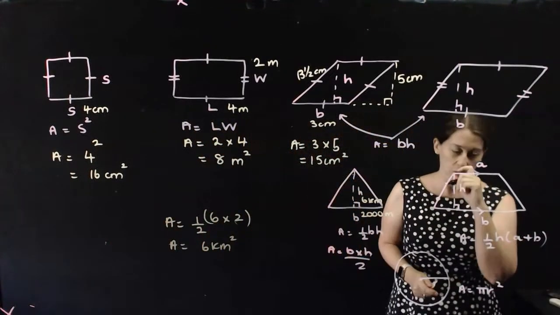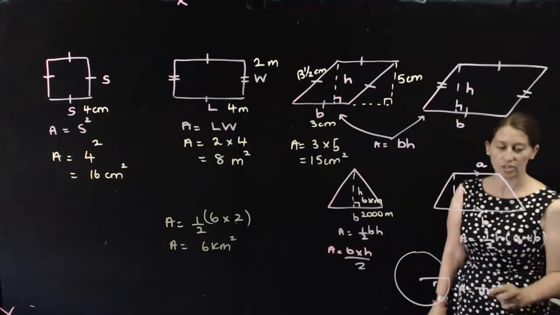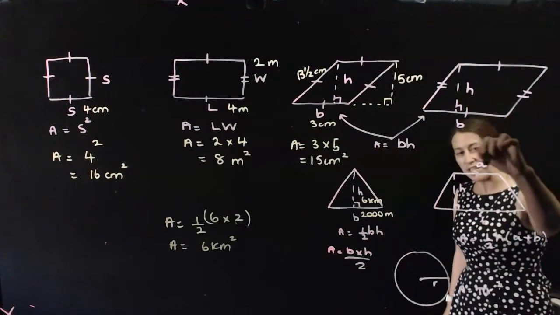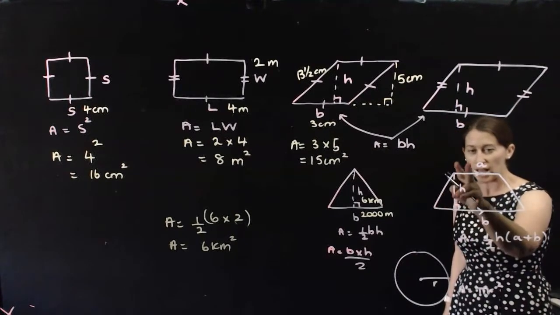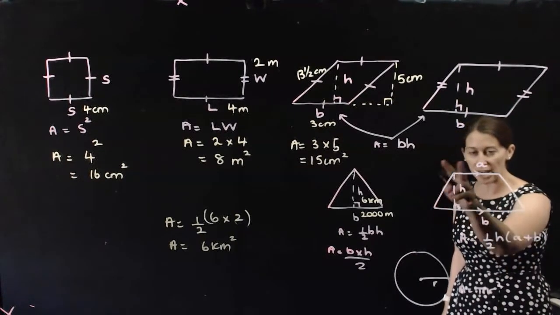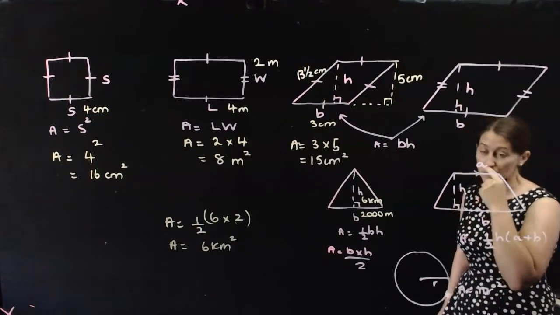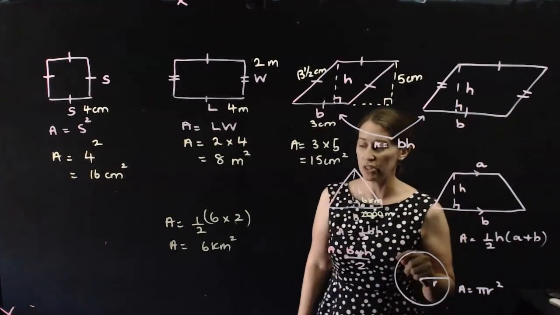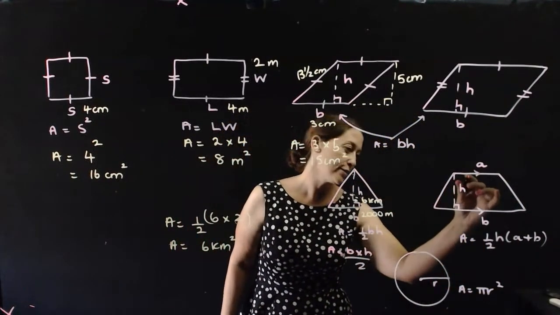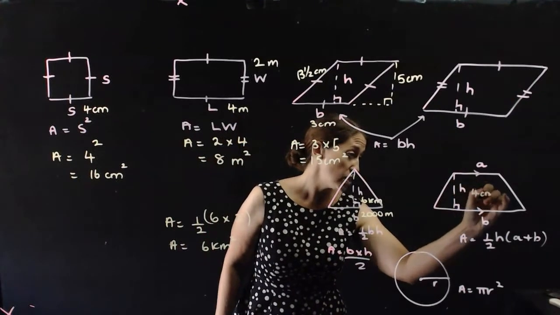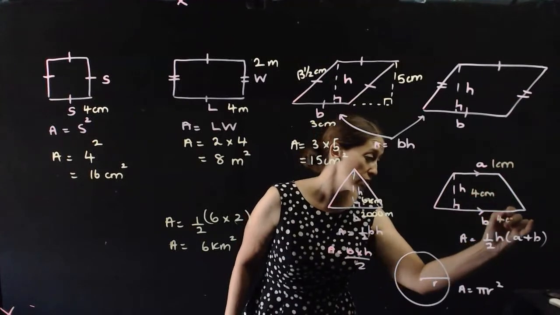Trapezoid. Let's do the trapezoid. I don't want to stand over the actual shape itself, so I'll stand over here. The way we look for the perpendicular height is we're looking for a pair of parallel lines. So a and b have to be parallel in this shape. So let's pick some numbers. I'll do my working over here, but I'll write the numbers over there. Let's go height of 4 centimetres. a can be 1 centimetre and b can be 4 centimetres.